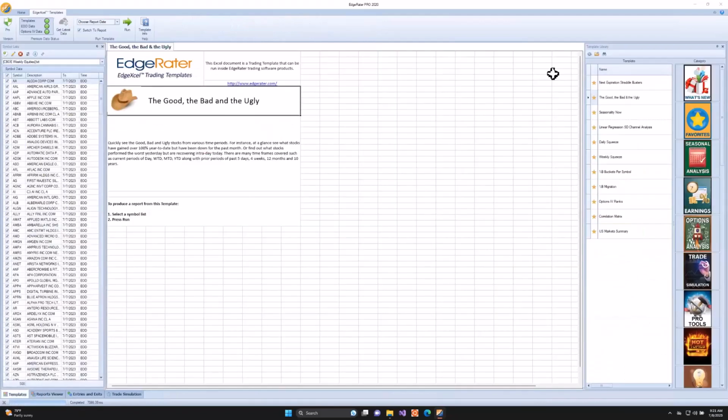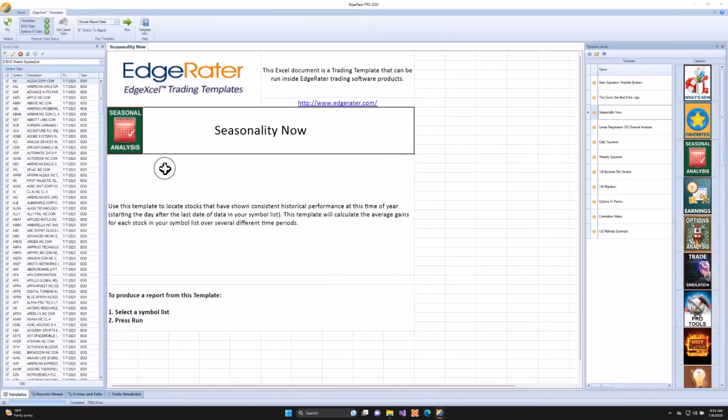Let's take a look at the next one. So seasonality. This is something that does not use any of the options data. It's using stock price historical data to determine over set periods in previous years whether there's been a consistent move in that period.